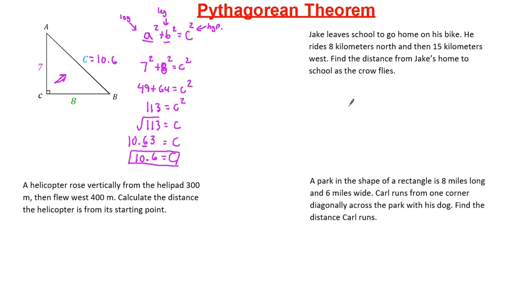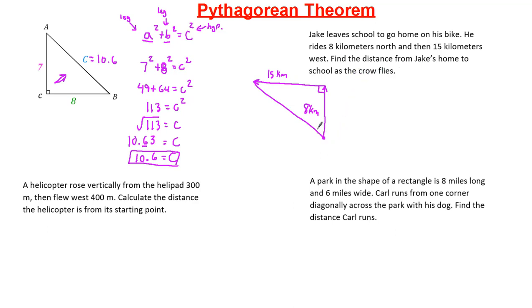Okay, now, whenever you're given a word problem, you just have to make sure you read it and draw the triangle to see if it makes sense. Jake leaves school to go home on his bike. He rides 8 kilometers north. So right here, north is this direction, so let me just put an 8. And then 15 kilometers west. West is this way. So this is going to be 15 kilometers. Alright, as you can see, I create a little triangle here. This is the hypotenuse. So find the distance from Jake's home to the school as the crow flies.